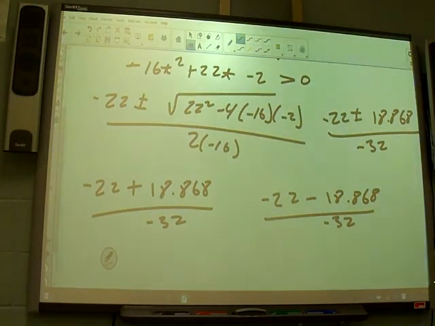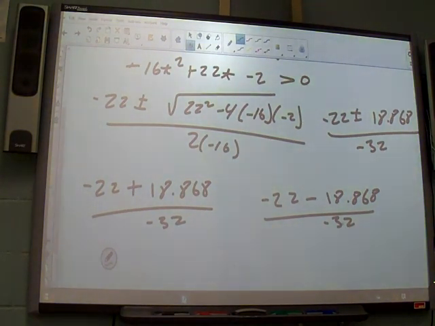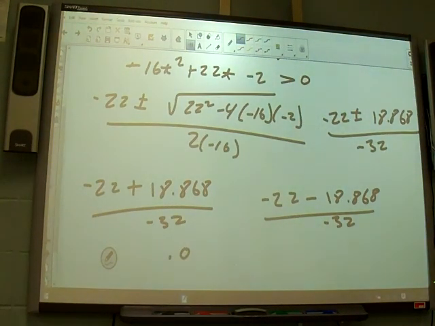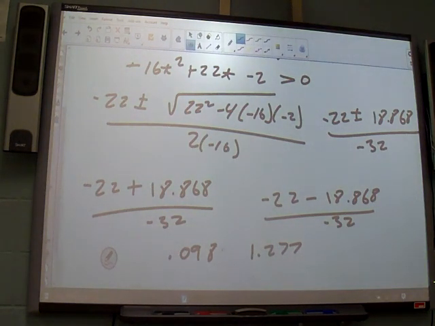And this time it didn't bother me about positives and negatives, because when I divide a negative by a negative, it turns into a positive, right? So I worked all that out, and I got 0.098 and 1.277. So that's in seconds. That means I was trying to toss the ball and see when it was going to be more than 8 feet in the air. So that would be between 0.098 seconds and 1.277 seconds. So those are my two answers.